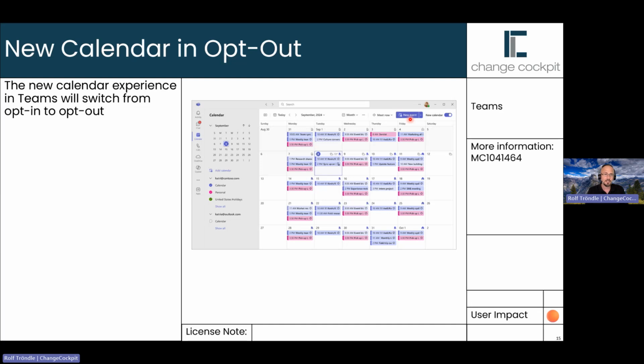Then we have the new calendar in Teams. It was already opt-in, so you should already have seen the question or the bubble: "Hey, would you like to try the new calendar option?" Perhaps you just dismissed it and didn't turn on the new calendar experience. This will change now. It will be turned on by default, but if you prefer the old calendar experience, you can still switch back. I think at some point Microsoft will remove the switch back option and only the new calendar experience or UI will be shown.